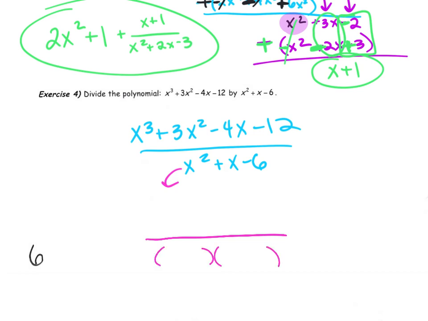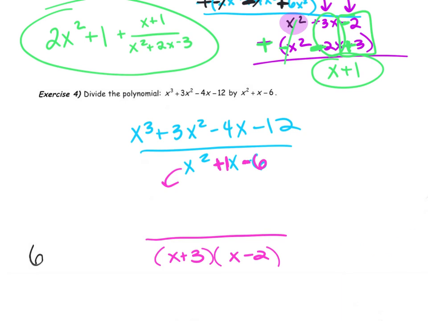So we want to see what multiplies to -6, but adds to a positive 1. Well, we have, let's see, x plus 3 and x minus 2. 3 times -2 is -6. 3 minus 2 is positive 1. So that's correct. Those are the factors for the denominator.